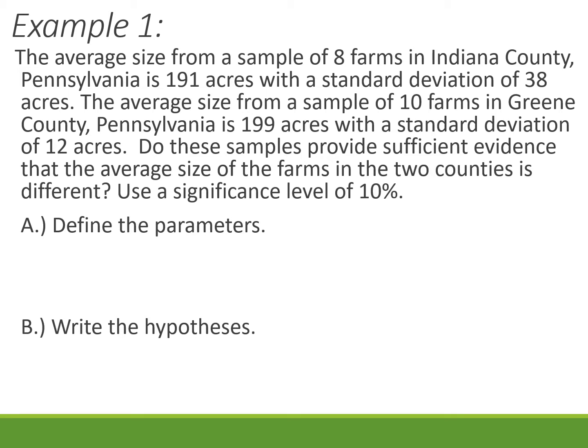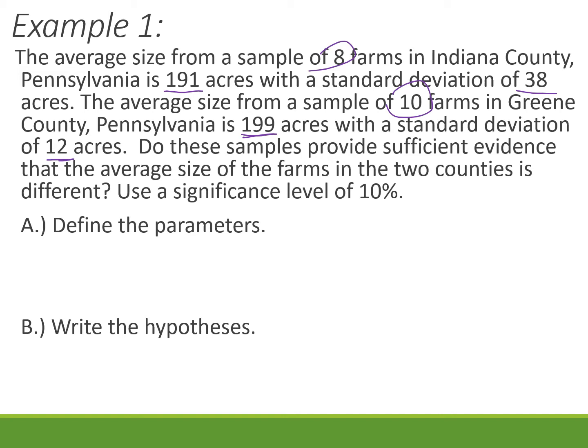For our first example, we have farm sizes from 8 farms in Indiana County, Pennsylvania. We have an average and a standard deviation for those 8 farms. And then we have the same information for 10 farms in Greene County. Average, standard deviation. Does this provide evidence that the average size of farms in the two counties is different?